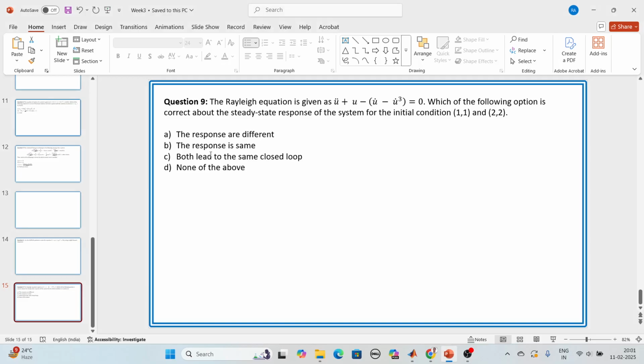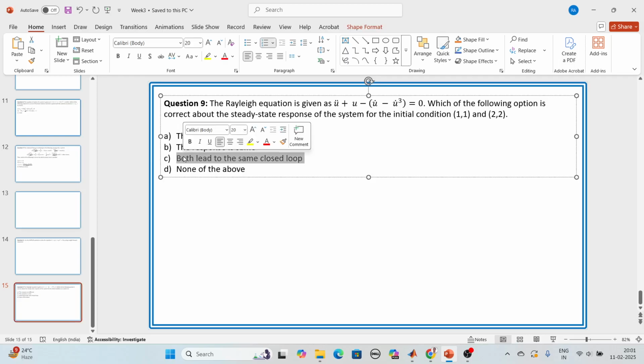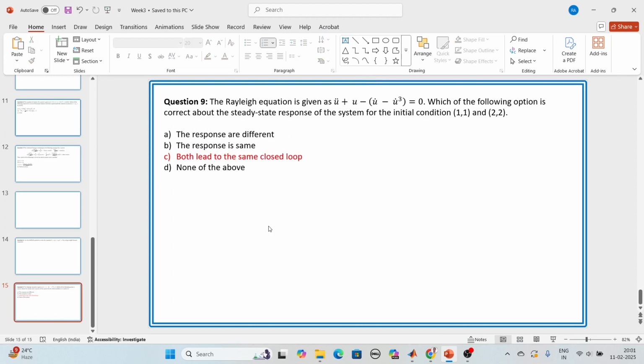Now, which of the following options is correct about the response of the system: the response is different, the response is the same, both lead to the same closed loop, none of the above. So this is going to be the correct answer. We cannot say that the response is the same. Why? Because in the time response, there is a phase lag. If it was the same, then that could have been the other case. Anyway, the transient is always going to be different, but here we have to consider only the steady state response. So in the time response there is a phase lag, but the closed loop is the same for both.